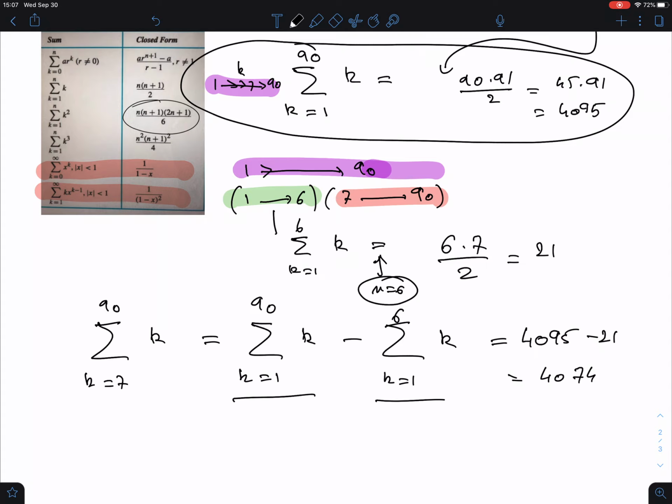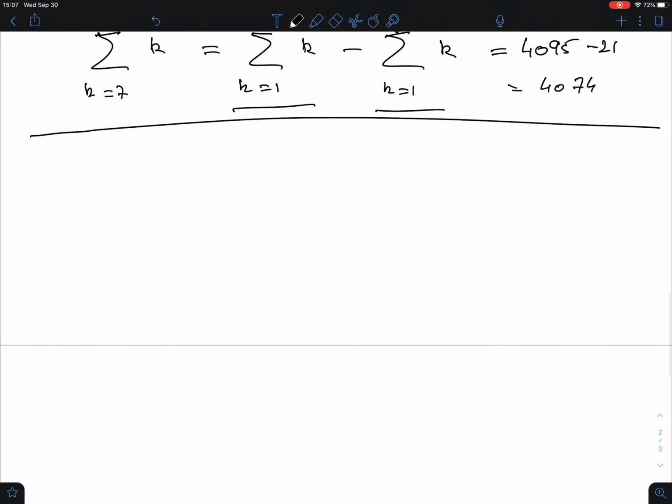I'll do some homework problems on that. And then one more thing. Sometimes what we use is double summations.